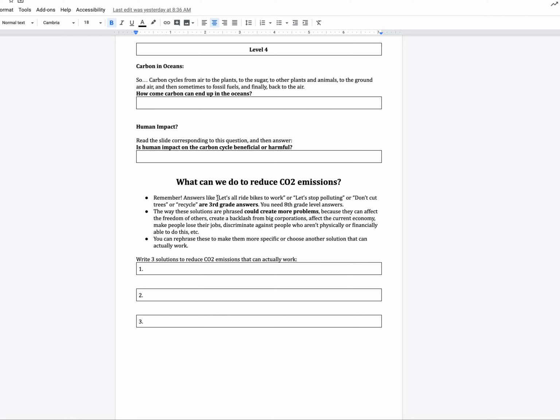I'm not expecting a "let's all ride bikes to go to work," or "let's stop polluting," or "don't cut trees," or "recycle." Those are 3rd grade level answers. You are in 8th grade. You're going to need to write better solutions because your solutions may create more problems. For example, let's all ride bikes to work. That will create a problem because now try to convince half of Utah to ride their bikes to work. There are people who can't ride their bikes to work because they have disabilities or health issues, as well as monetary issues in being able to buy a bike, or maybe their work is really far away. They have to take the bus.